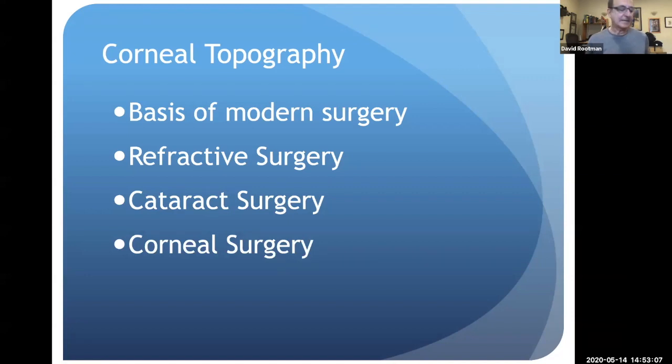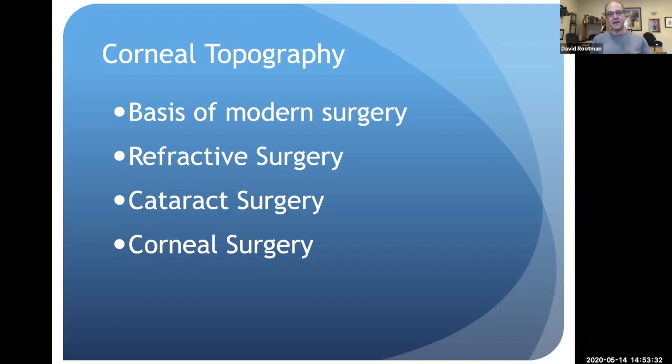So this is the last slide, and I like showing the examples because I think it really makes things stick much better. But just to remind us that the topography is the basis of modern anterior segment surgery, and it's very, very useful in refractive surgery. It's very helpful for the cataract surgeon.